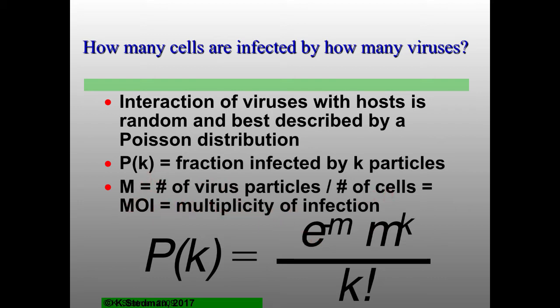MOI is just literally the number of infectious particles divided by the number of cells. If you have an MOI of 1, you can do the calculations here. Most importantly, usually people care about the number of uninfected cells. So P of 0 at an MOI of 1 ends up being about 36%, which means if you just mix the same number of viruses and the same number of cells, 36% of them are not going to be infected. So your one-step growth curve is not going to be a synchronous infection by any stretch of the imagination. That's all that this is really about.